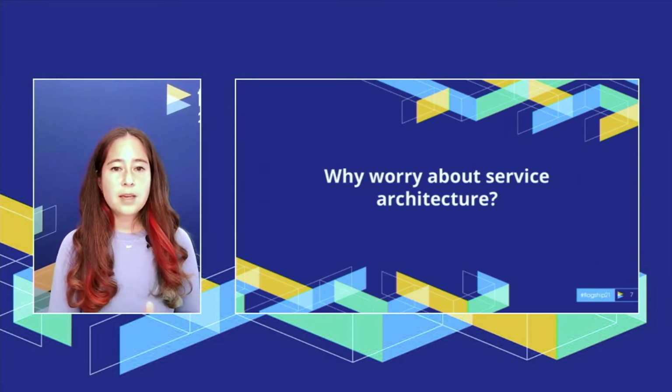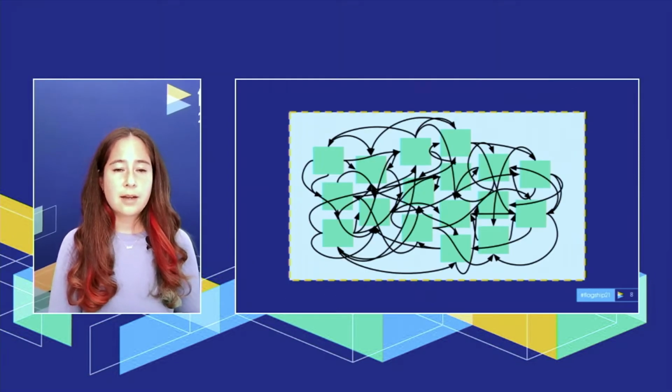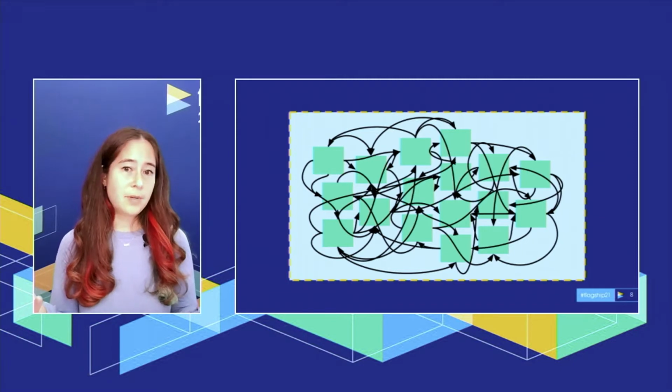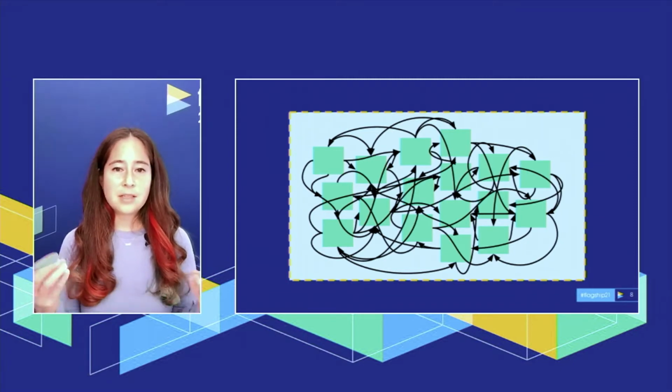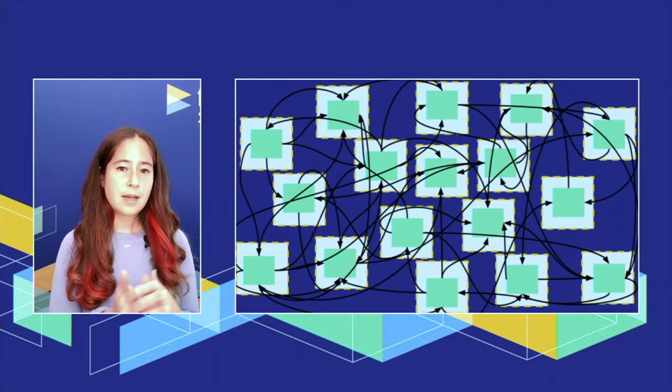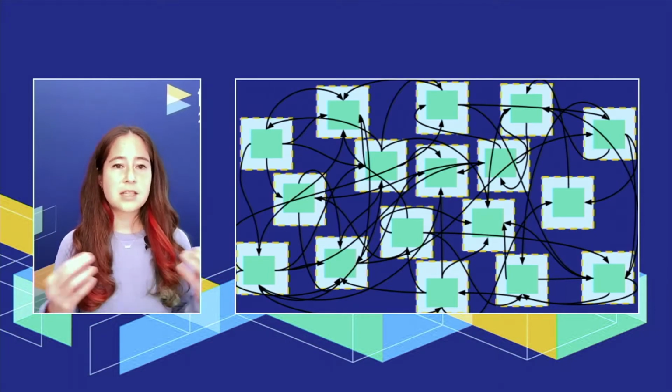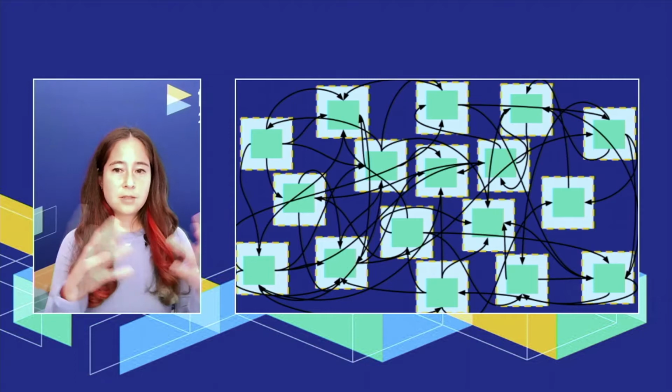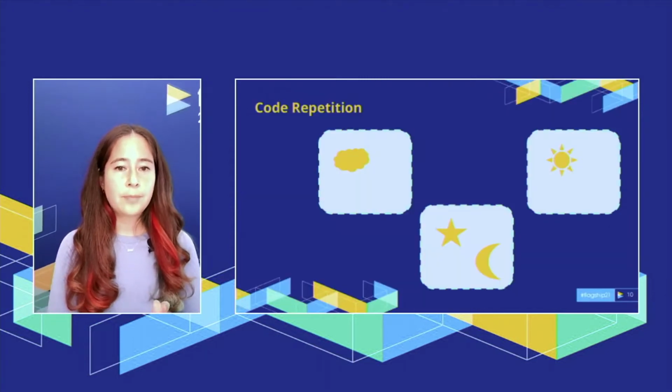So why do we care about service architecture? If you have a monolith, like a lot of companies do, you know that it's very tangled code. And when we split it up into microservices, we don't want it to end up looking like this, right? We don't want to just add network latency into all of the mess that's already there.